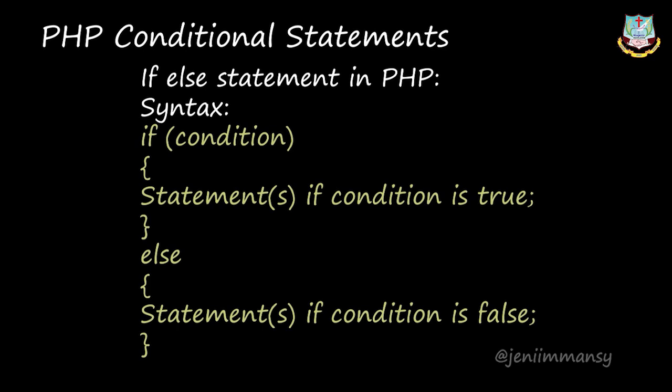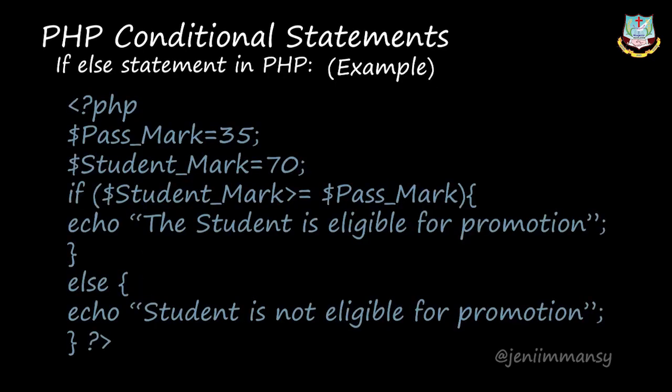Understood? See this example, then you will get a clear idea of this. Here they have given pass mark is equal to 35, student mark is 70. First we had only one condition and one statement, right? Here, if the student mark is greater than or equal to pass mark, the output will be the student is eligible for the promotion. If that student mark is not greater than or equal to pass mark, then the output will be the student is not eligible for the promotion.